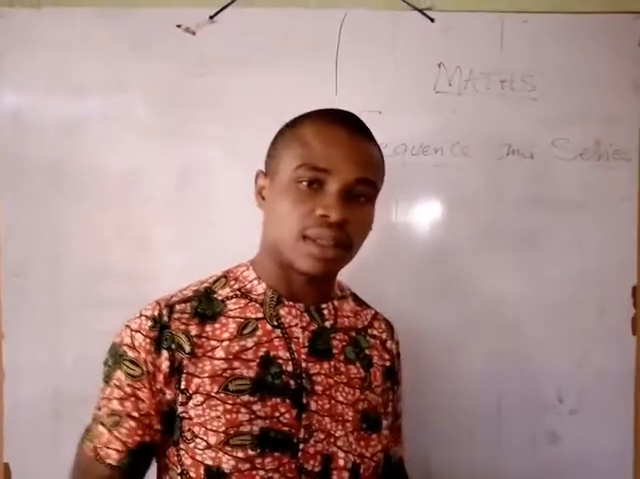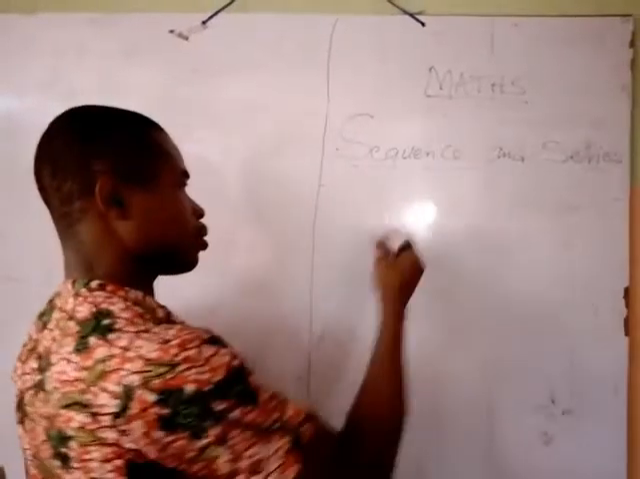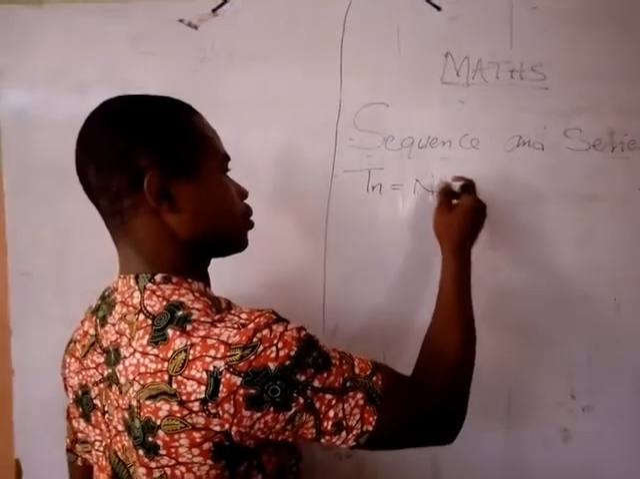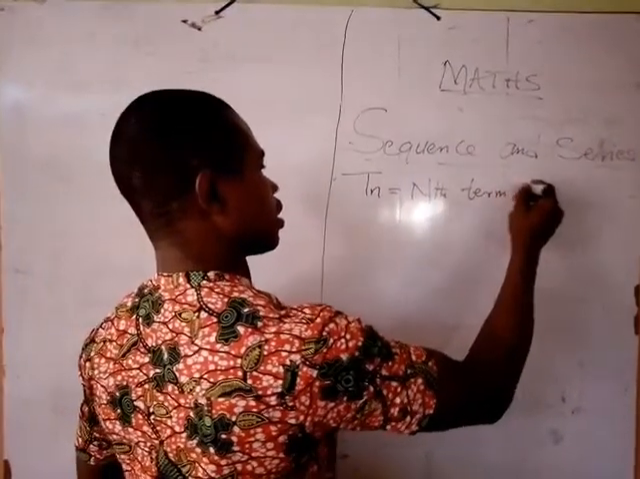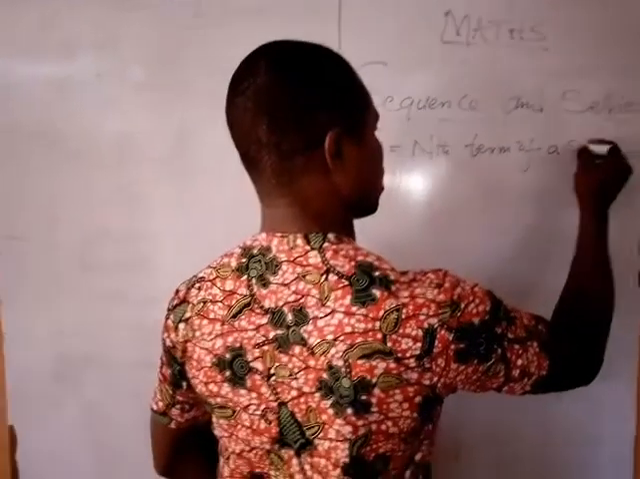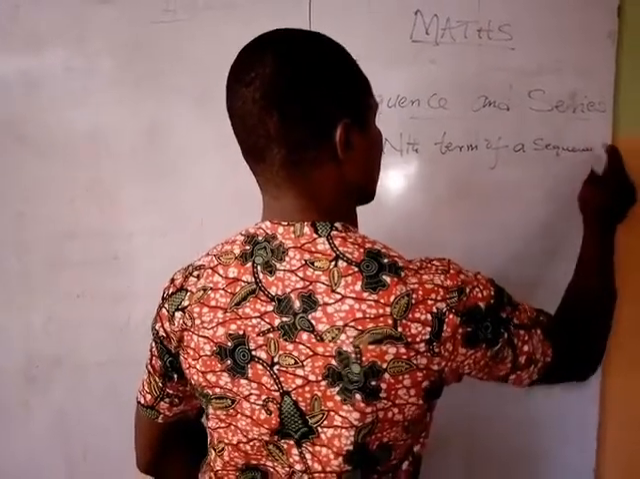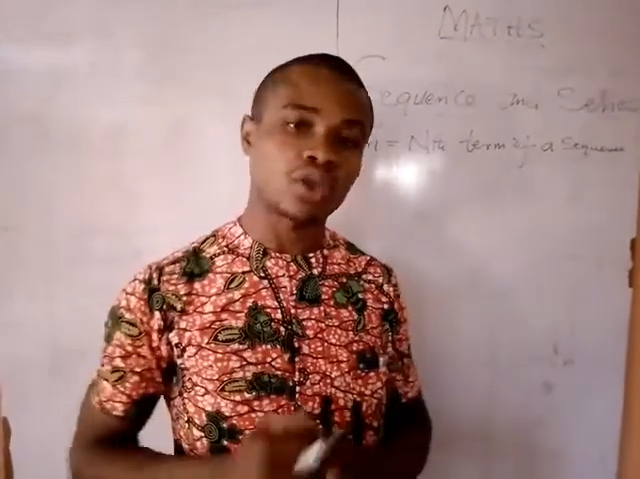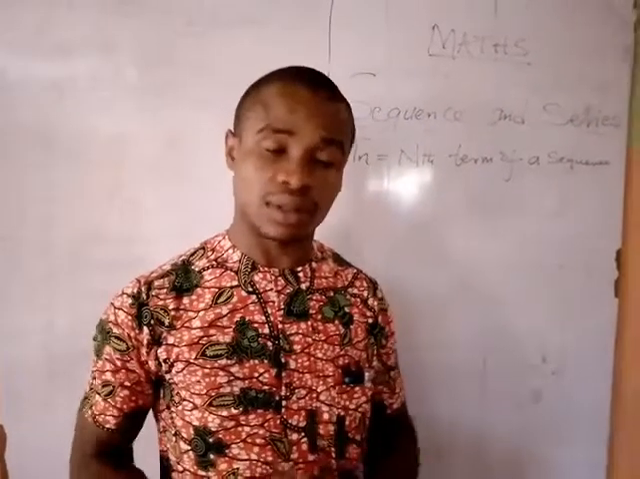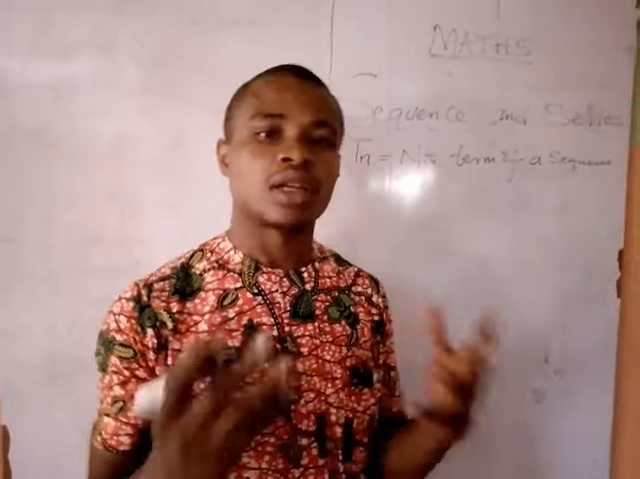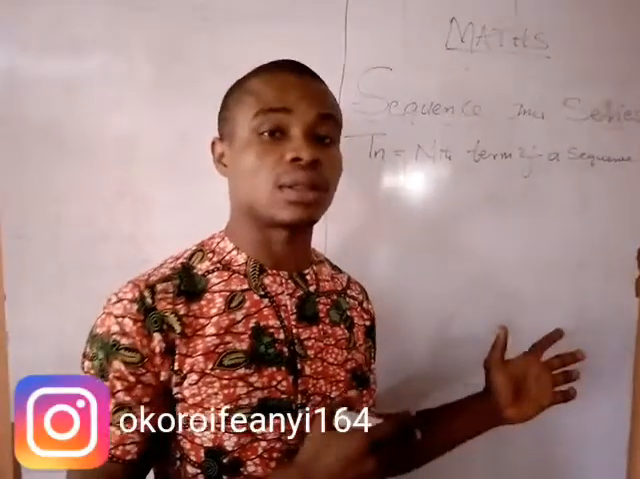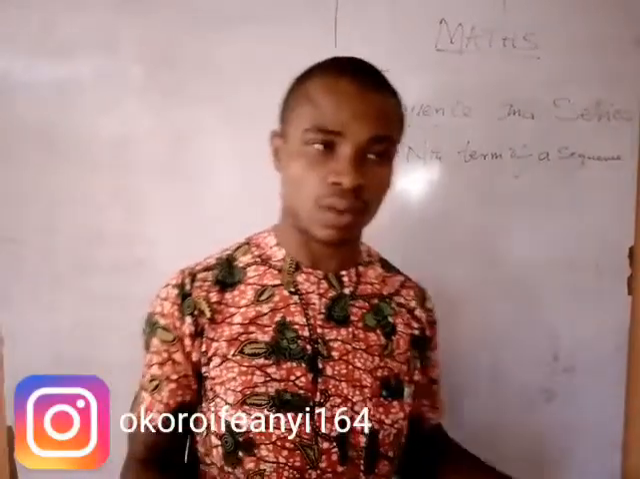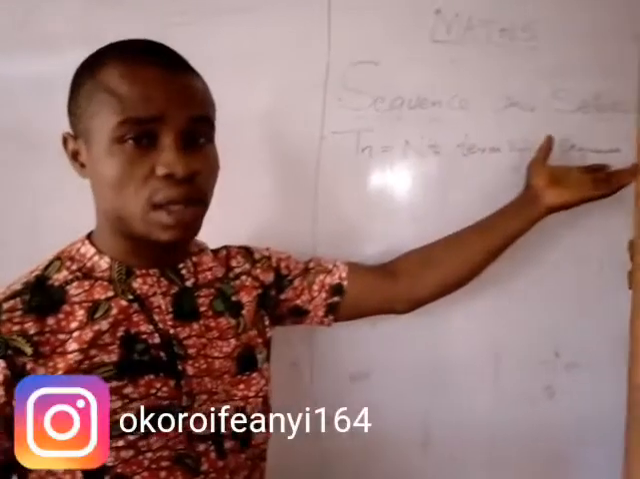Now, in sequence, we said that the nth term of the sequence is Tn, that is the nth term of a sequence. Alright, now take note. The pattern or rule of a particular sequence might not work out for the second sequence. What do we mean? The formula used in solving a particular sequence might not be the formula used in solving the second sequence or the third sequence. The entry of the sequence is denoted by this.